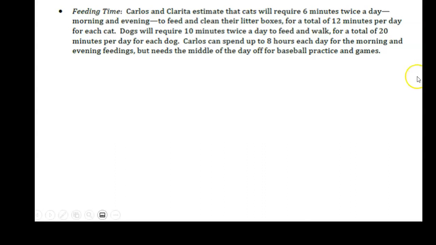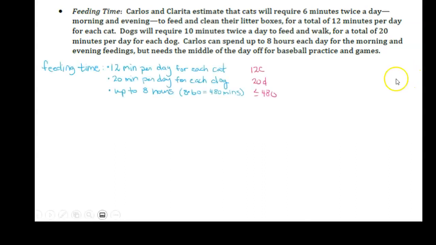We can take a closer look at the information that we highlighted in the previous slide in regards to the feeding time and use that information to come up with some expressions that we can then put together to form our inequality. Remember, the cats are going to require 12 minutes per day per cat. We can write that with the expression 12C. The dogs require 20 minutes per day per dog, and that can be written using the expression 20D.